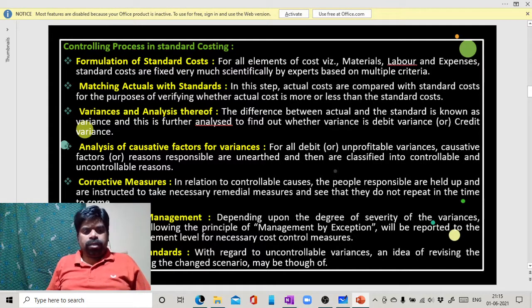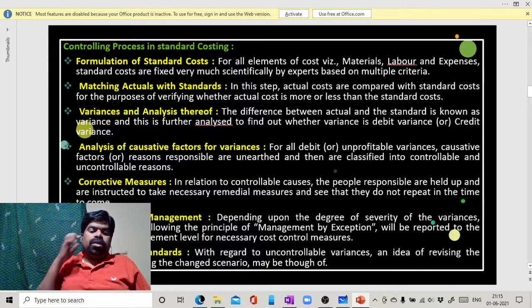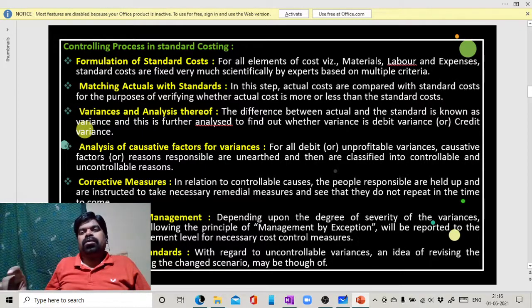So formulation of standard cost for all elements of cost, that is material, labor and expenses. Standard costs are fixed very much scientifically by experts based on multiple criteria. So you see, in total cost or in cost elements, we will see three elements, that is materials, labor and expenses. These three items are to be known in total cost or elements of cost. So based on this, the formal standards are to be set up, so that in a scientific way we can set up the standards.